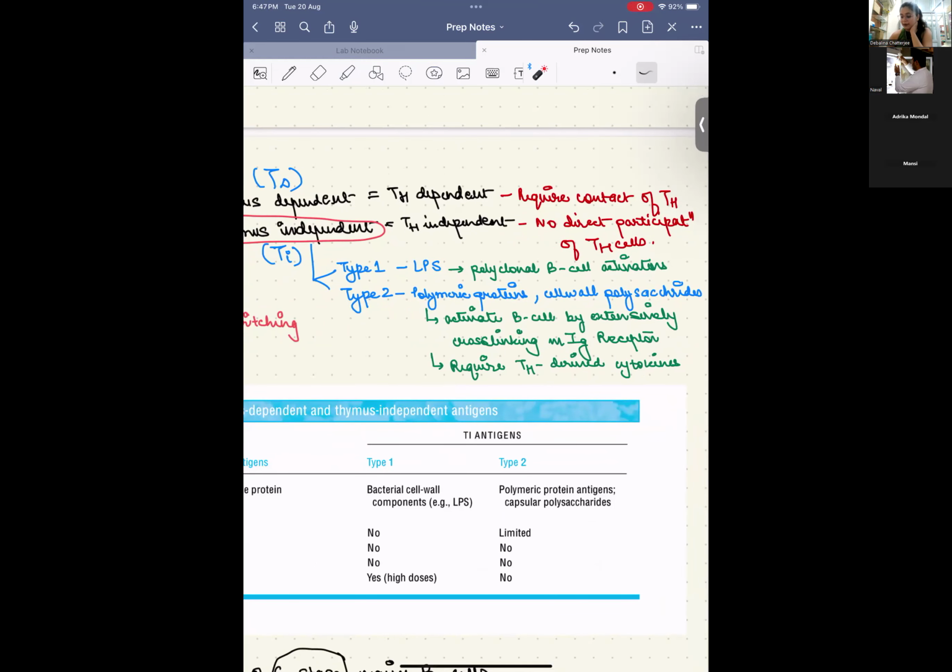Over here, for the type 1 TI antigen, the response is completely independent of T helper cells. So we only have the interaction of the type 1 TI antigen with the antigen binding site of the B cell. We have polyclonal activation, and the antibodies that are produced are going to take care of the antigen. The type 2 TI antigen requires... so how does it happen?